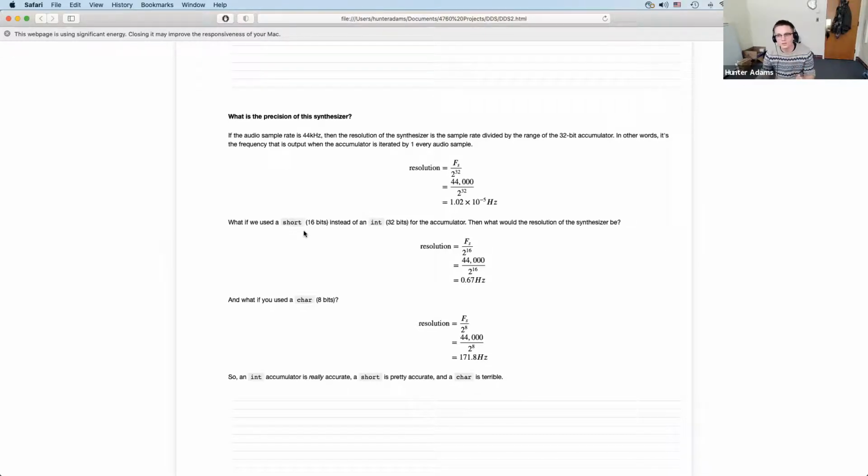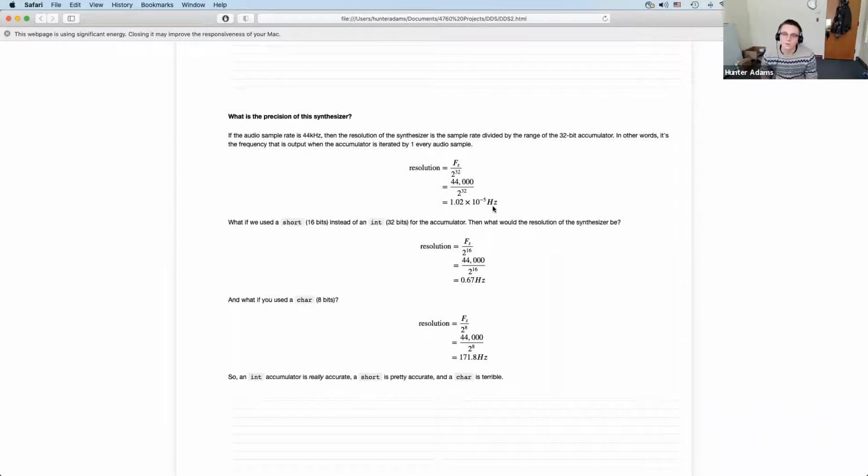So the way to answer this question is to consider what's the output frequency that we get if we were to increment that accumulator by exactly 1 unit every time we enter the interrupt service routine, which we actually already talked about earlier. But if you do that, as we've already discovered, you end up with an output frequency of 1.02 times 10 to the minus 5th hertz.